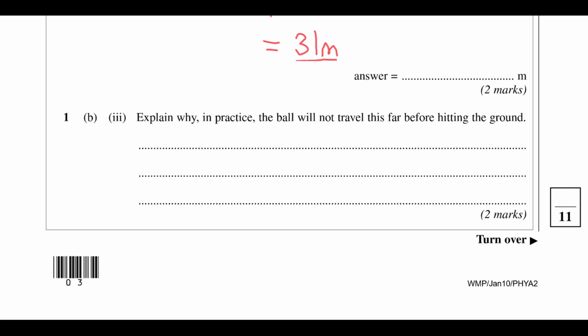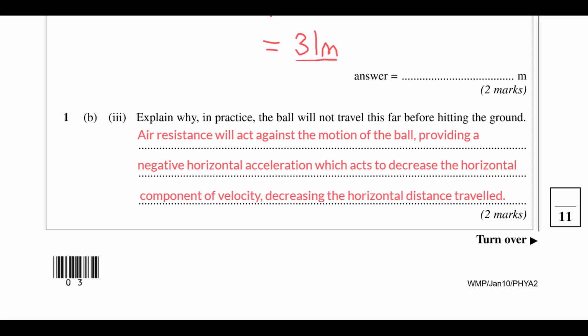Alright, so let's review what we've got. So air resistance will act against the motion of the ball, so it will provide a negative horizontal acceleration, which would act to decrease the horizontal component of velocity, and we saw from the previous part we used that to calculate the distance, so if that decreases, the horizontal distance travelled will decrease as well. Okay, so that finishes question 1. Let's move on to the next one.